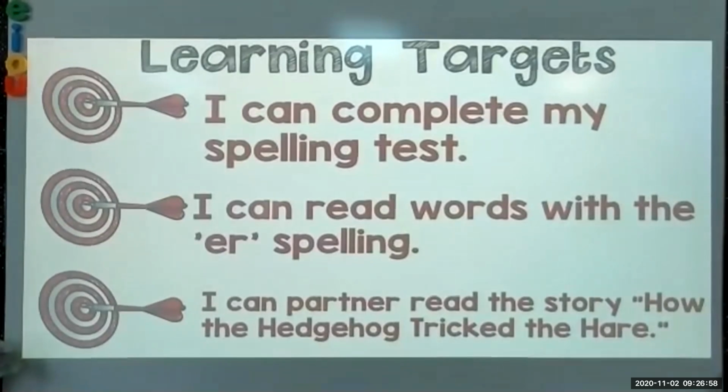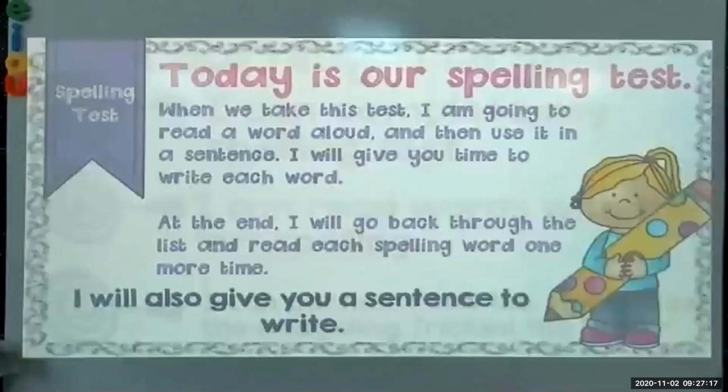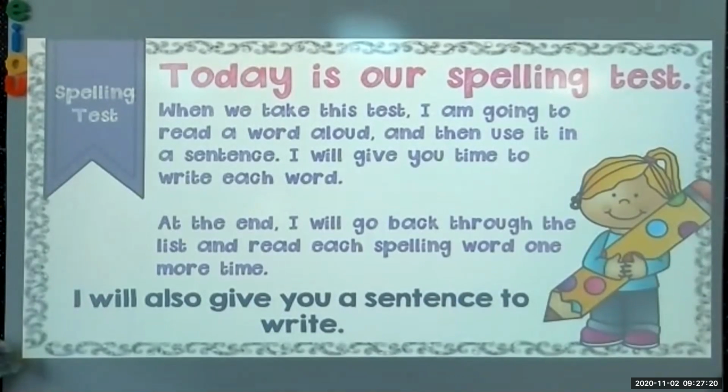All right, so our learning targets for today are, I can complete my spelling test. I can read words with the spelling, and I can partner read the story, How the Hedgehog Tricked the Hare. So those are our learning targets for today. What you need to do right now, though, is get out your phonics journal. So we're going to take our spelling test. I'm going to read a word aloud, use it in a sentence, and then you will pause and make sure you have enough time to write the word and then hit play when you're ready. And then at the end, I'm going to give you a sentence to write.